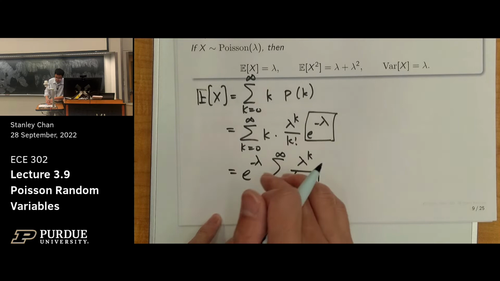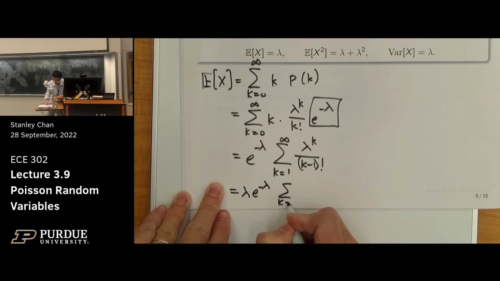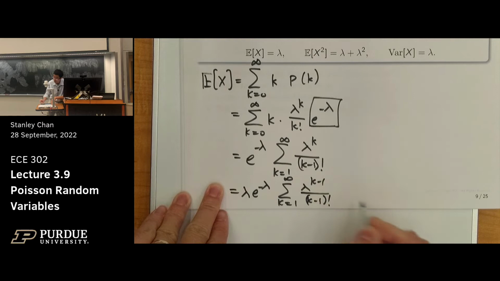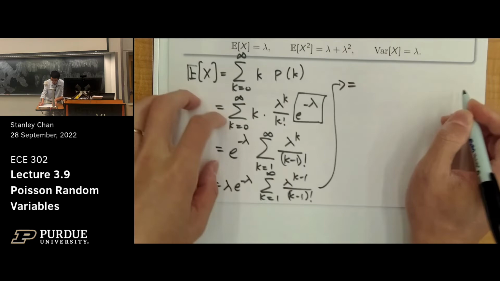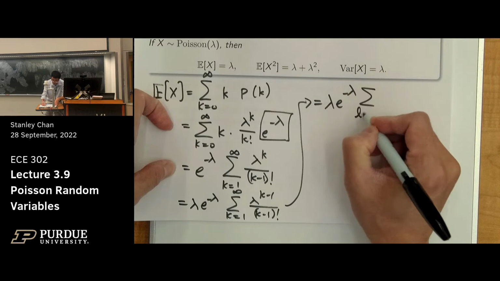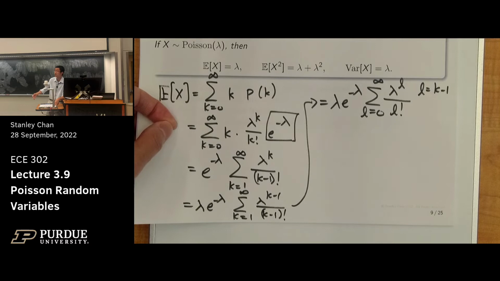So when you go to this equation, what do we have? Well, that's a little bit easy, because you can pull out one lambda. Then here you will have lambda to the power k minus 1 divided by k minus 1 factorial. So you have k minus 1 in both the numerator and the denominator, and k starts from 1. Then you can do the following substitution. You can say the sum over L equals 0 to infinity of lambda to the power L over L factorial, where L equals k minus 1. Just replace all the k minus 1 by another symbol called L. Then what is this?